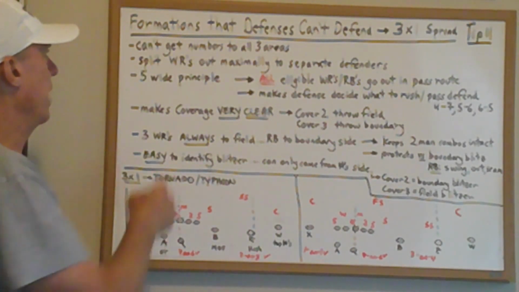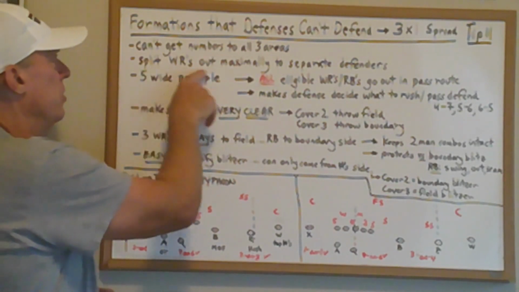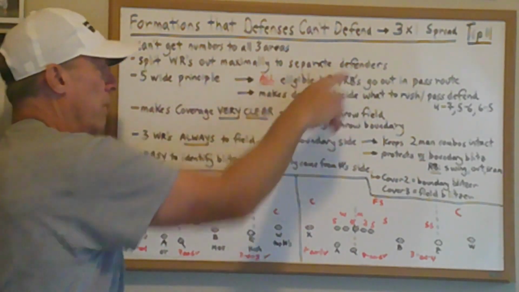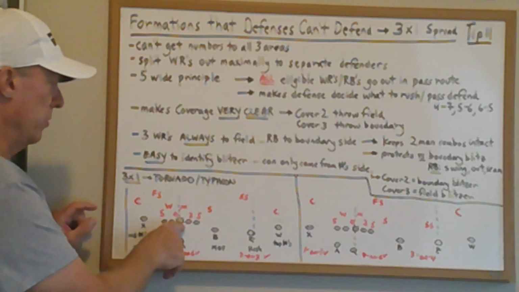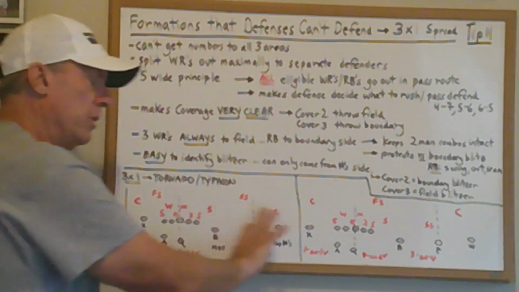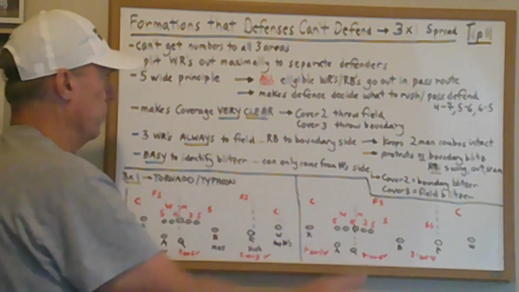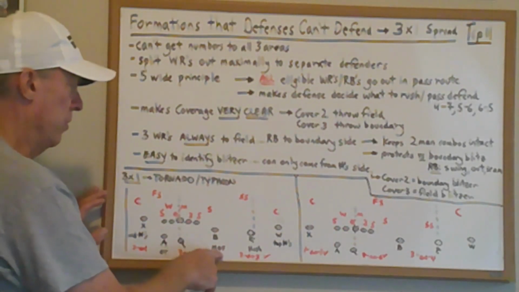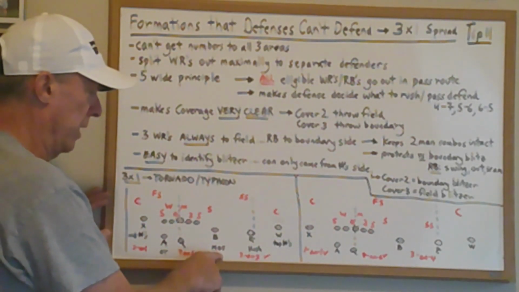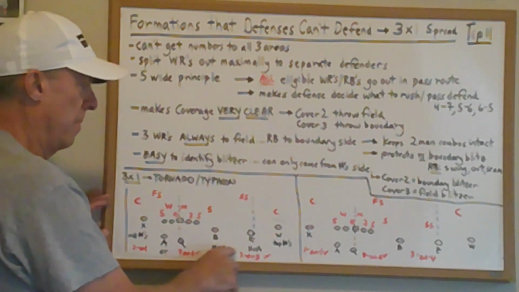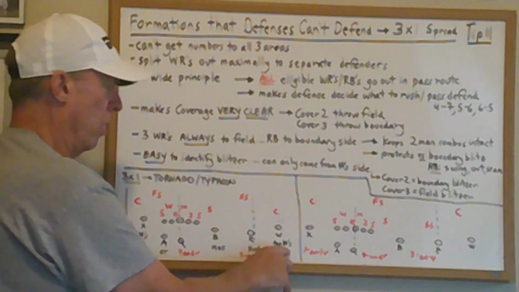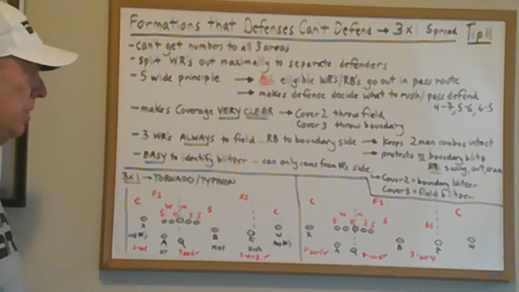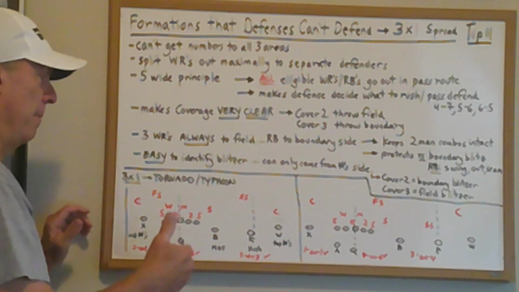The second thing is I split the receivers out maximally to separate defenders. In other words, when the ball's on the left hash, I always put the trips to the field side. The number 3 receiver is going to be in the middle of the field, the number 2 receiver will be on the hash, and the number 1 receiver will be at the top of the numbers. So we've split the defenders out maximally.